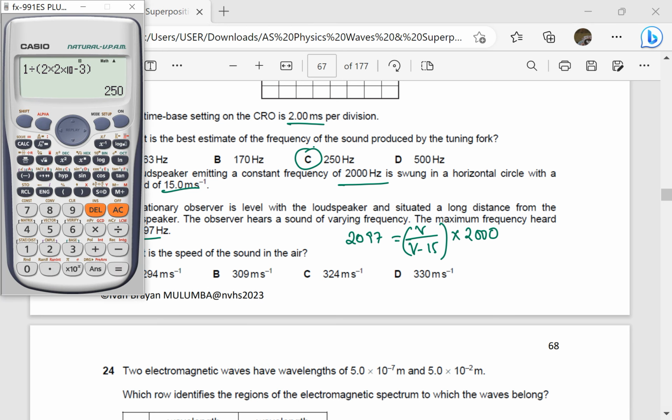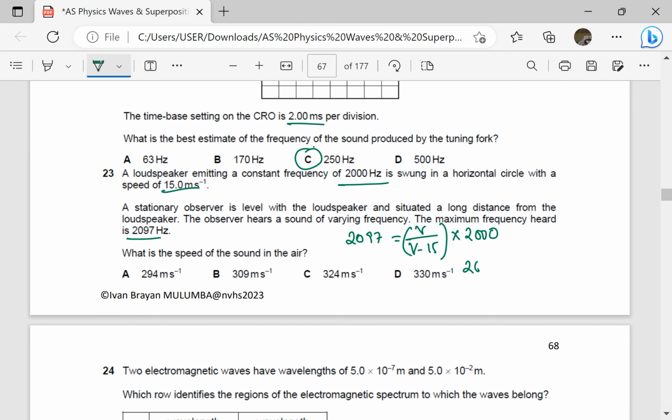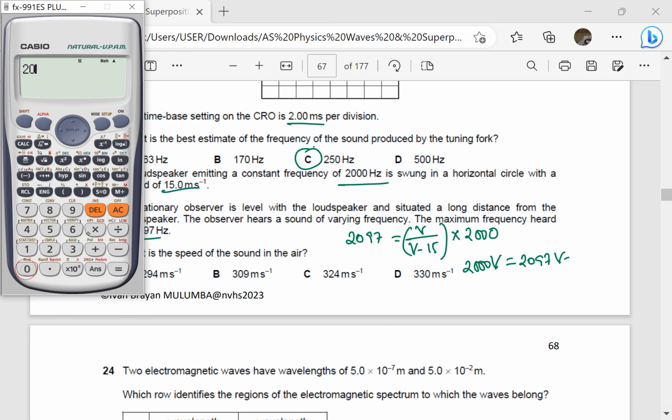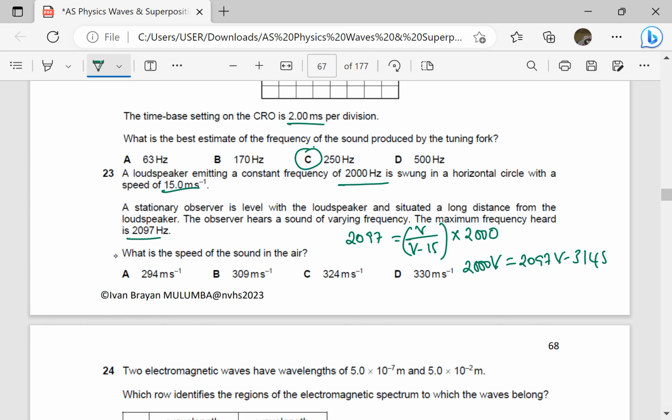So we have to solve this. Okay, we shall solve this. So we shall have 2000 times v equaling to 2097v minus 20 times 15. So 2097 times 15, 31,455.